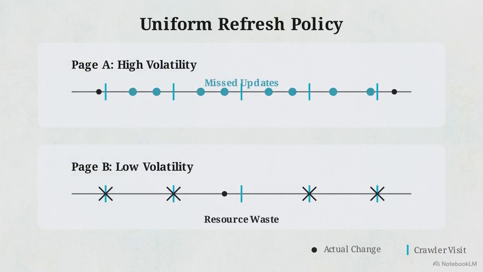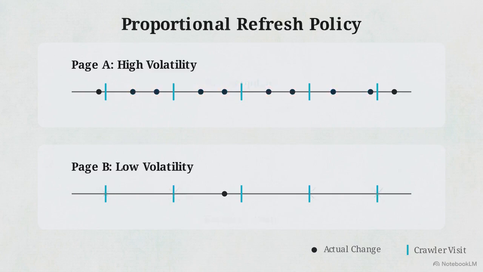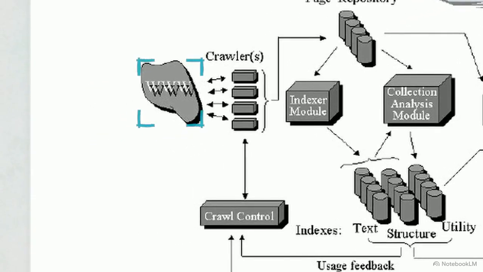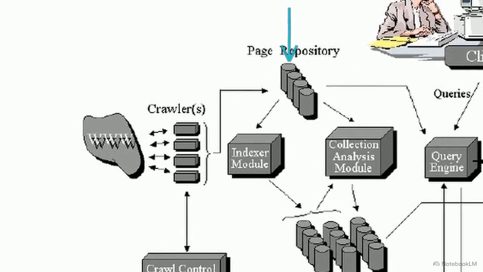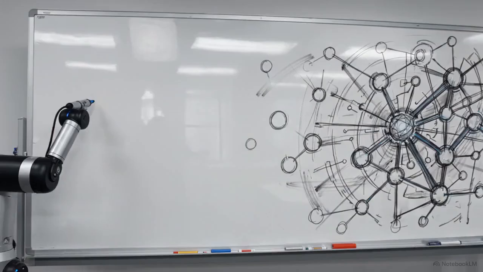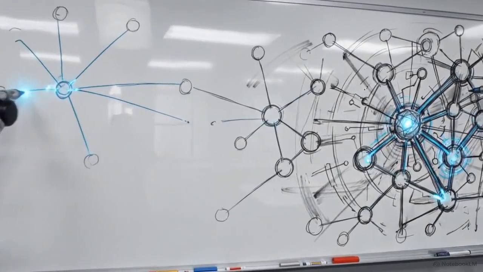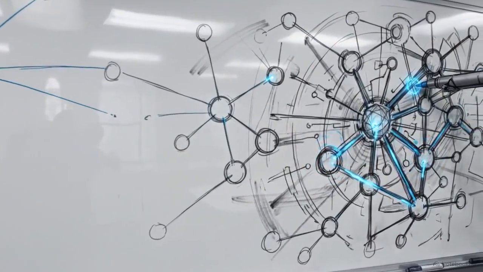The optimized alternative is the proportional refresh policy. This policy tracks the historical change frequency for each page, lambda, and allocates a revisit frequency, f, that matches that volatility. This diagram outlines the full architecture once more. A dual tension exists. The system must push outward to discover new nodes via the queue, while circling back to update the repository and preserve the integrity of known nodes. The search engine operates as a highly constrained, continuously running graph traversal system, mathematically balancing the exploration of the unknown with the exploitation of the known.